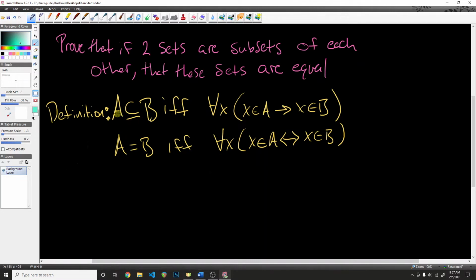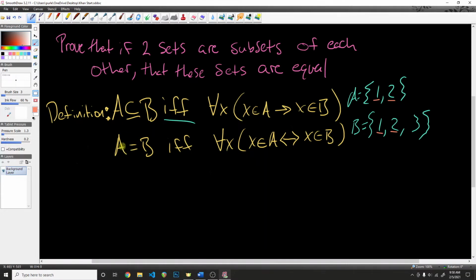One is saying that A is a subset of B if and only if for all elements X, where X is a member of A, then X is also a member of B. Basically, all this is saying is that in order to claim that A is a subset of B, we need to check every single item inside of A and assert that that item is also in B. And we can see here that this is a subset. And in this case, it's a proper subset.